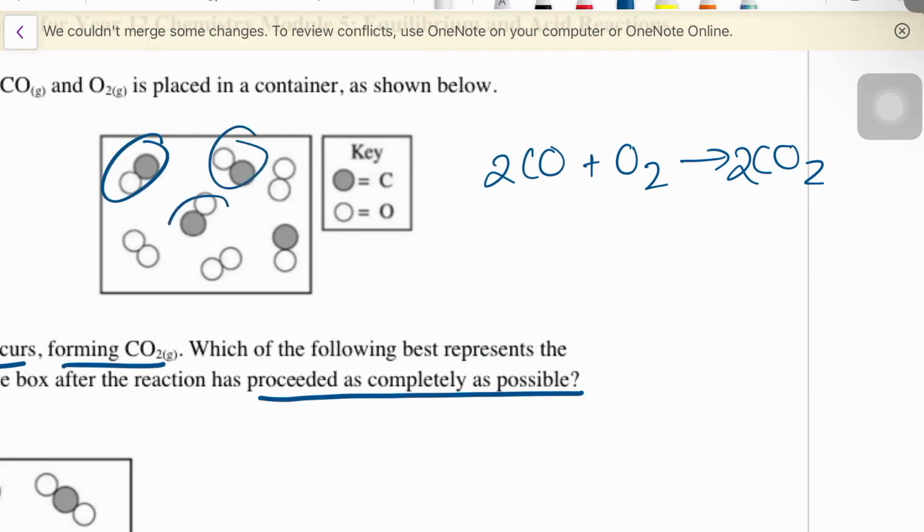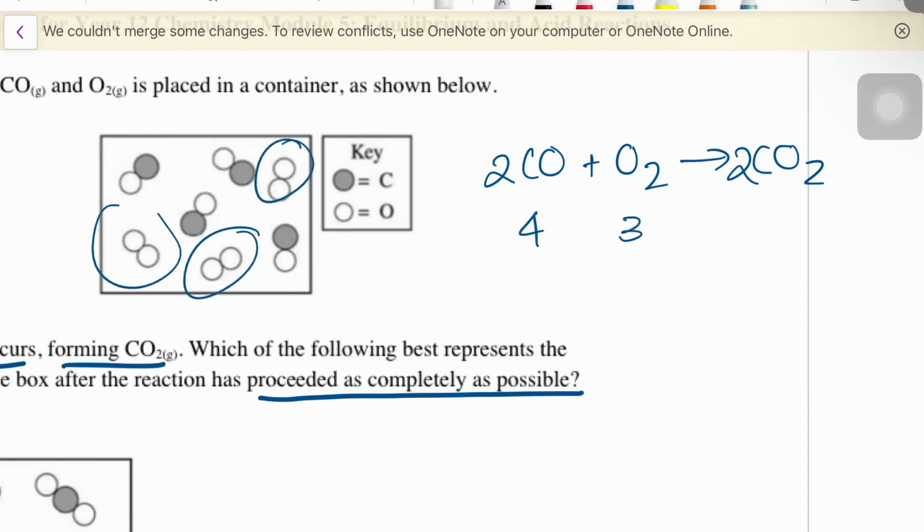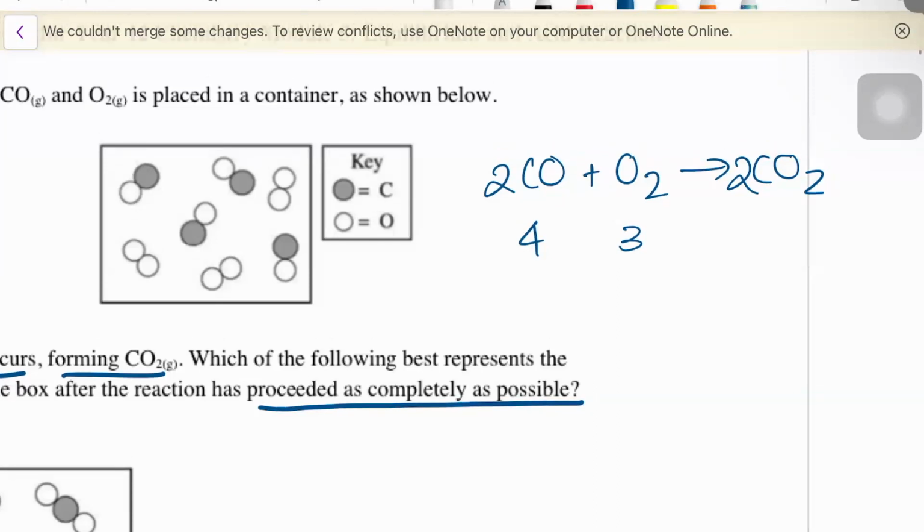I have 1, 2, 3, 4 COs, and I have 1, 2, 3 O2s. So in terms of limiting reagent, my limiting reagent is going to be my carbon monoxide, okay? And the way I know that is because it's a 2-to-1 ratio. So if I have 4 carbon monoxides, I'm going to need 2 O2s to react all of it. But if I have 3 oxygens, I'm going to need 6 carbon monoxides to do that, which I don't have. I only have 4, which means the CO is going to be the one that gets completely used up.